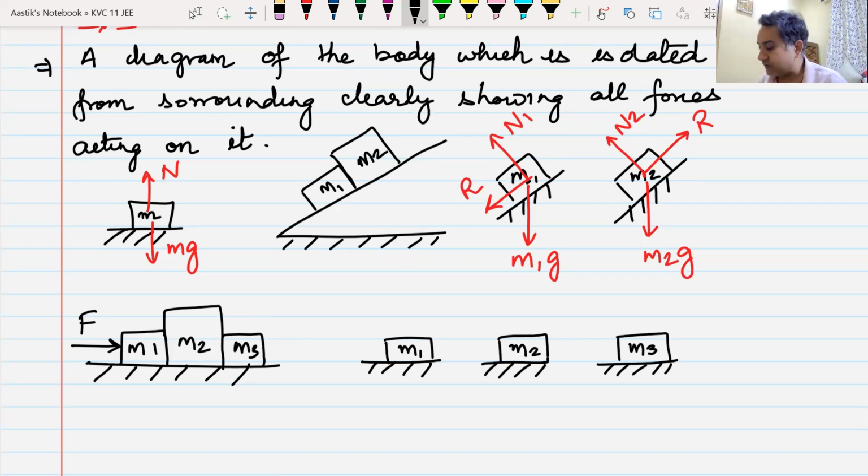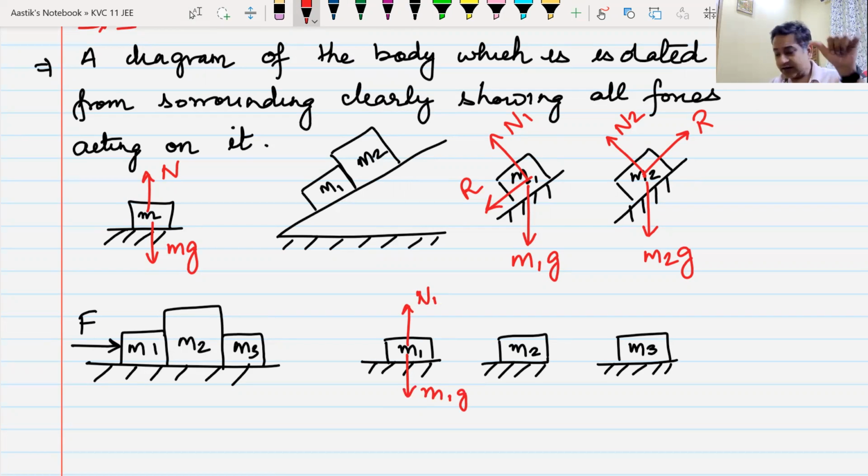Now I draw the forces on this. One is the normal force. Oops. I am drawing the normal force downward. One is the weight, M1G coming down. One is the normal reaction. Let me call this N1. Is it all? Is it correct? Or have I missed any force?